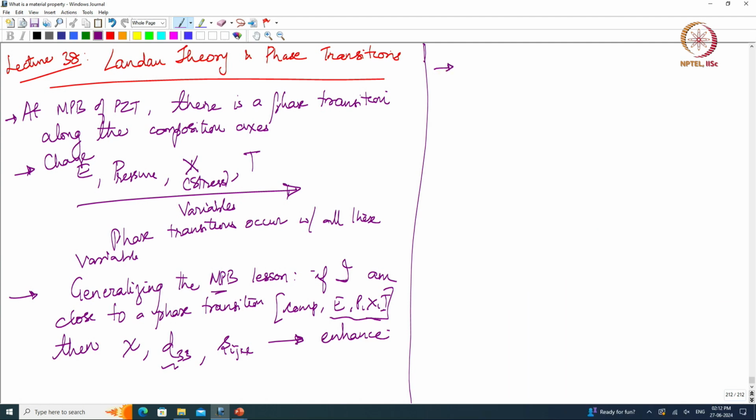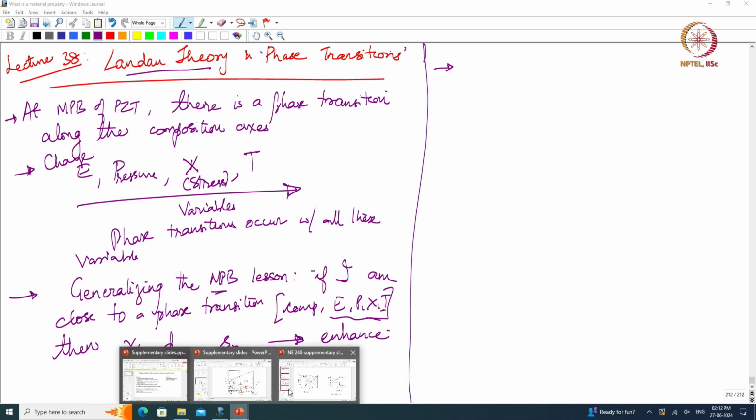Since that is my material design constraint, I will actually look at what a phase transition is, and I will look at simple theories that predict where your material can have a phase transition, and so on and so forth. One of the simplest theories is what is called Landau theory.